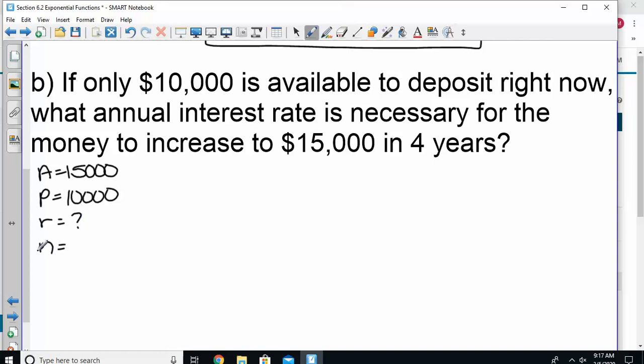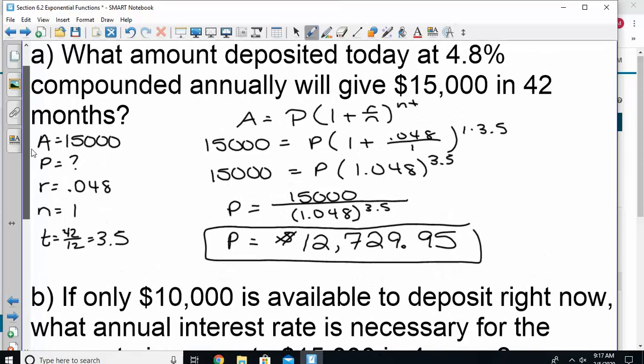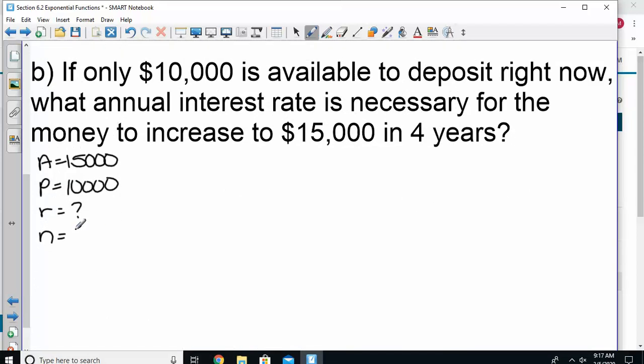N, I did not specify. We're assuming it's the same as part A, compounded annually. So we're just going to do once per year. T, how long is she going to put it in this time? 4 years.